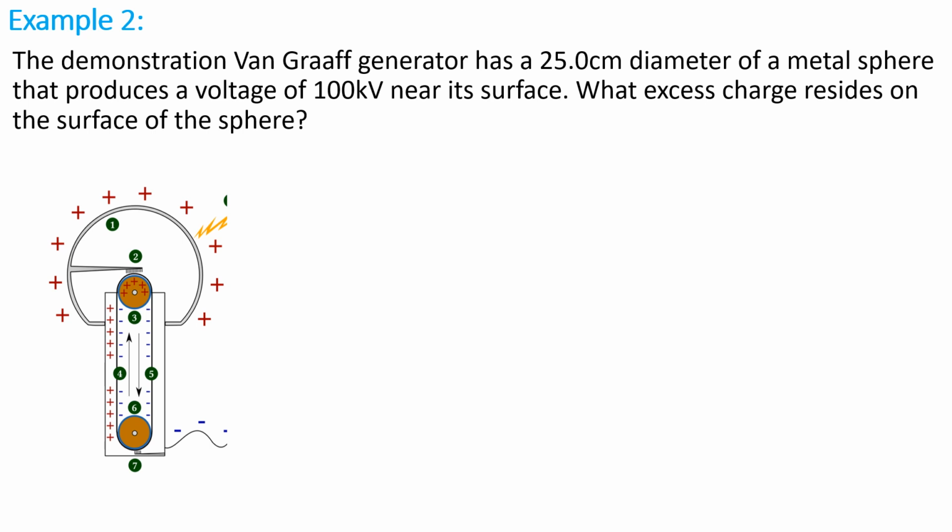This diagram here is the illustration of a Van der Graaf generator. The Van der Graaf generator is used to produce electricity by action at points. So we have sharp points, and the belt is rotating, and then charges are accumulating on the surface. We shall not go into details of that, but this diagram shows that the positive charges have already accumulated on the surface of this sphere. But what we are interested in is to calculate the excess charge that resides on the surface of the sphere.